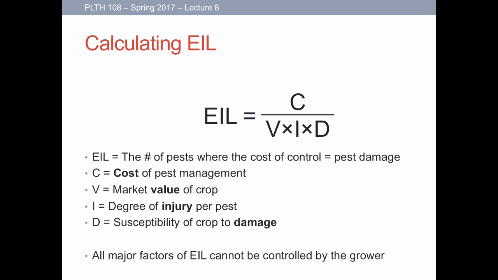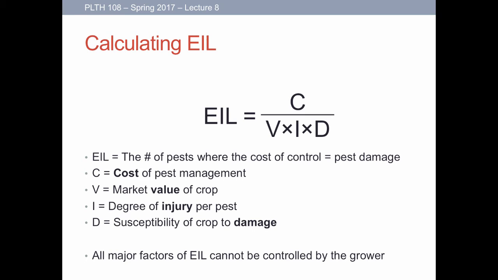The general equation that we can use to think of EIL is this one right here, where the EIL, economic injury level, is equal to the cost of the pest management divided by the market value of the crop multiplied by the degree of injury per pest and the susceptibility of the crop to damage. And as you can tell, virtually none of these can be controlled by the grower. More or less, this leaves a lot of the decision-making up to the whims of the market, as well as to the particular biology of the pest and the crop.